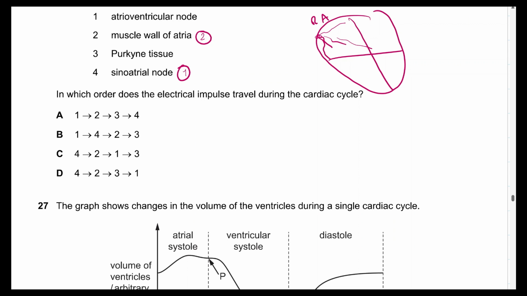Then what happens is that it meets the atrioventricular node, which delays the impulse, and then it spreads it first along the bundle of His and then to the Purkinje fibers for the ventricles to contract. The atrioventricular node delays the impulse 0.1 seconds, so the atria and the ventricles do not contract at the same time. So atrioventricular node, then Purkinje tissue finally. Therefore, the answer is going to be C.